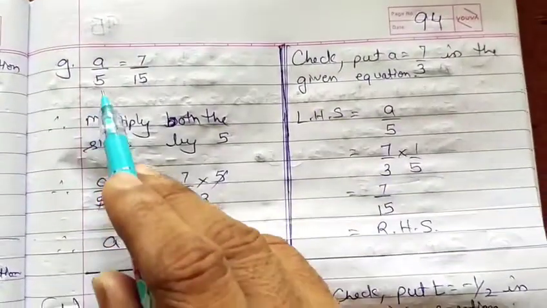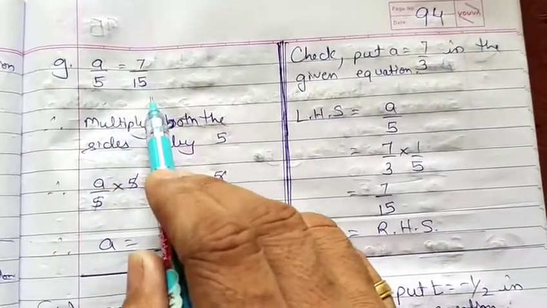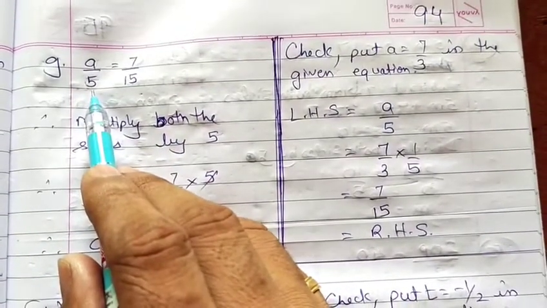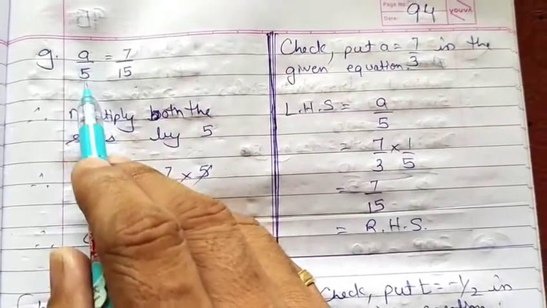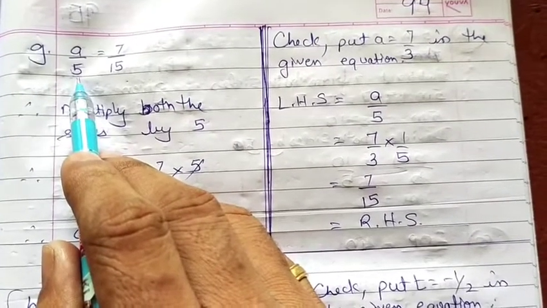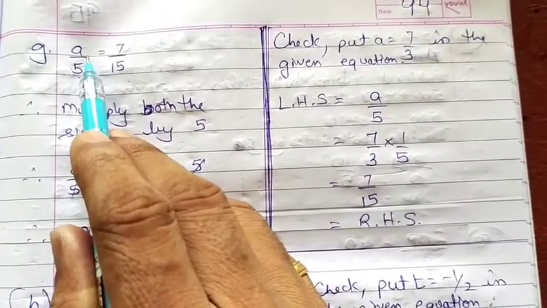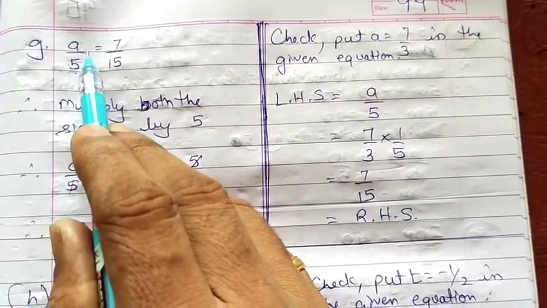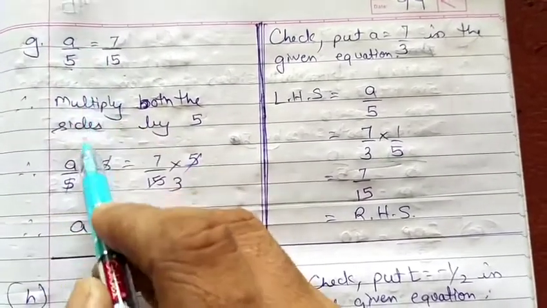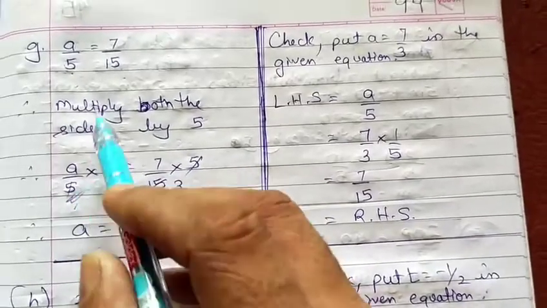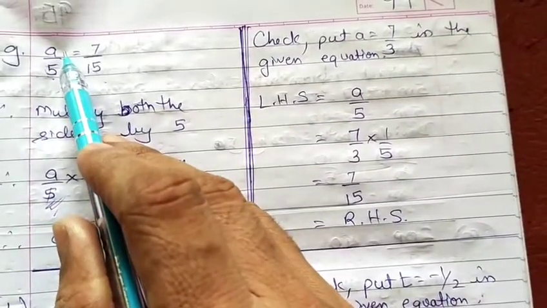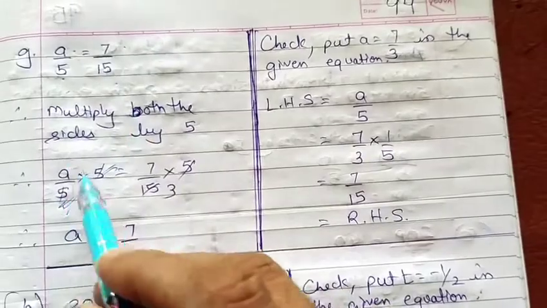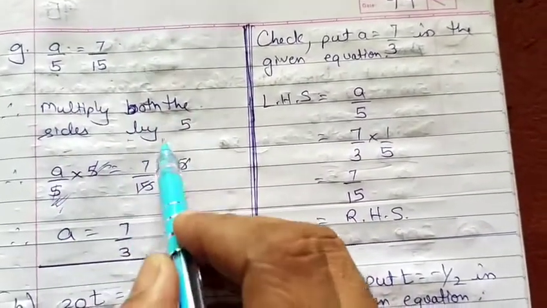Now the next one, that is G. A by 5 equals 7 by 15. Now how to eliminate this 5? It is in division form. The variable is divided by 5. So as I told you, if it is in division form, you have to multiply with the same value. Means if here 5 is there in division form, the same value you have to multiply over here. Then only 5 and 5 will get cancelled. So whatever value you are taking toward your left hand side, the same value you have to take toward your right hand side. Now multiply both the sides by 5.